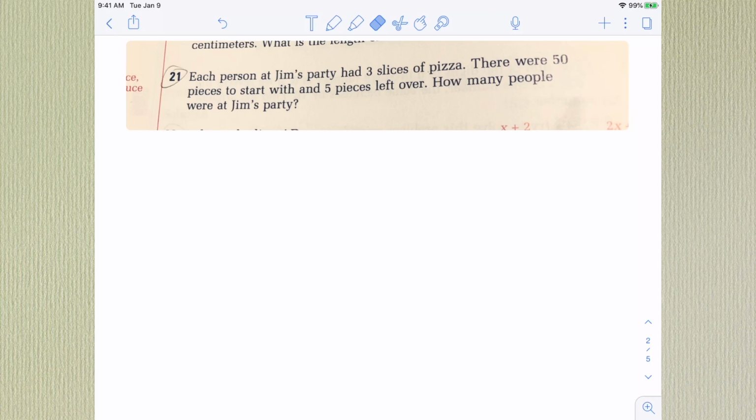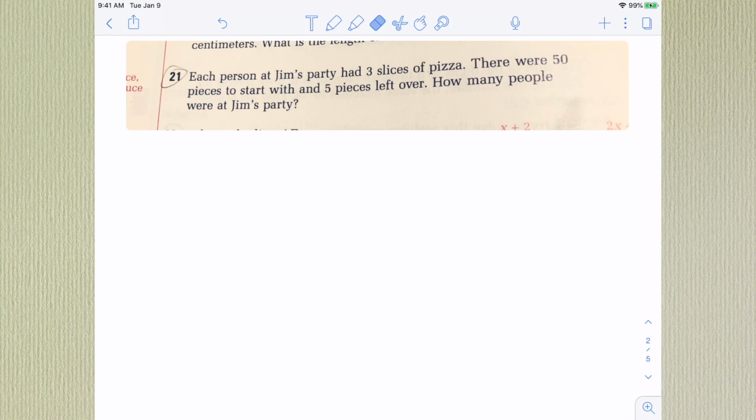Today we're going to learn about how to solve basic word problems using the skills we learned in the last video, solving basic equations. Let's start out by looking at a word problem revolving around a yummy pizza. Each person at Jim's party had 3 slices of pizza. There were 50 pieces to start with and 5 pieces left over. How many people were at Jim's party?